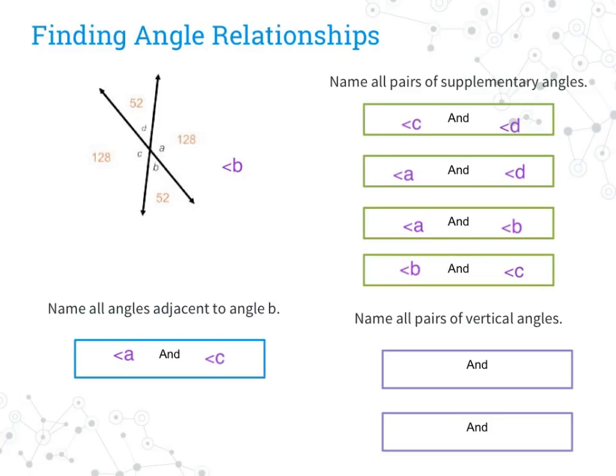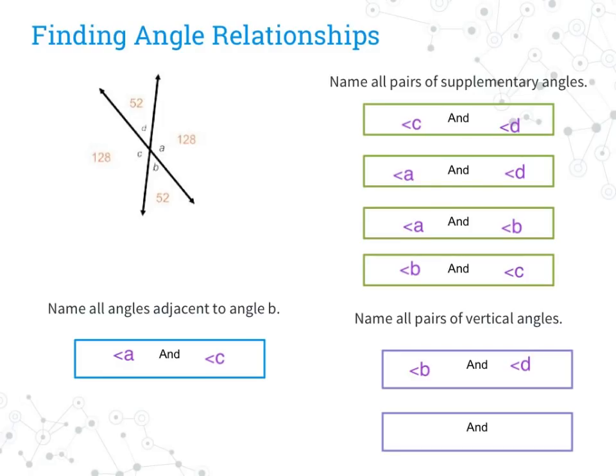So now I've got to name all the pairs of vertical angles. So those are angles that are across from each other and are congruent, and they have the same measure. So I notice that B and D are across from each other. That's a good start. They are created by intersecting lines. Also a good start. And 52 is equal to 52. So B and D are vertical angles. And again, I've run out, so I need to get myself another D. There we go. So B and D are vertical angles.